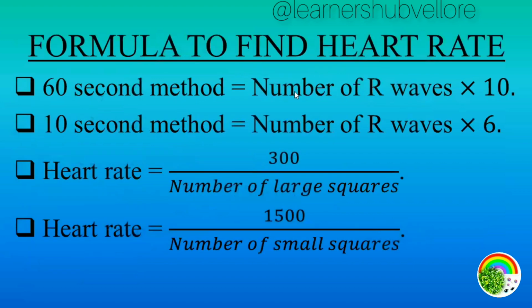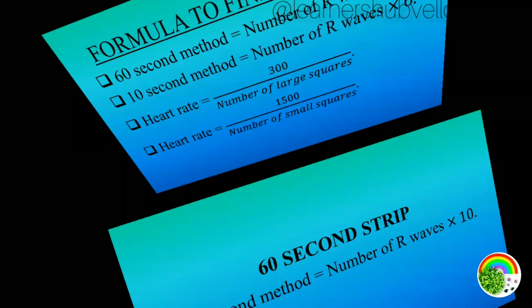See the formula for heart rate. Just see this once: the 60-second method, the 10-second method, and for large squares and for small squares. We will see about this deeply in the next slides.